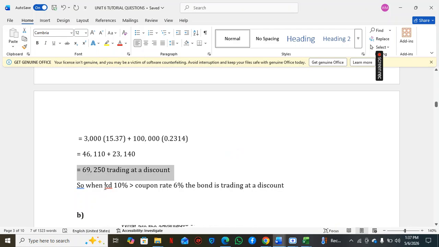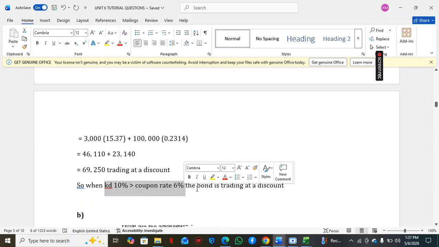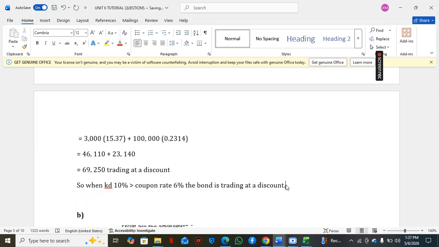So when the required rate of return is greater than the interest rate, the bond is trading at a discount. So remember these three important things. When the interest rate is greater than the required rate of return, the bond is trading at a premium. When the interest rate and the required rate of return are the same, the bond will trade at par. But when the interest rate is less than the required rate of return, the bond will be trading at a discount.